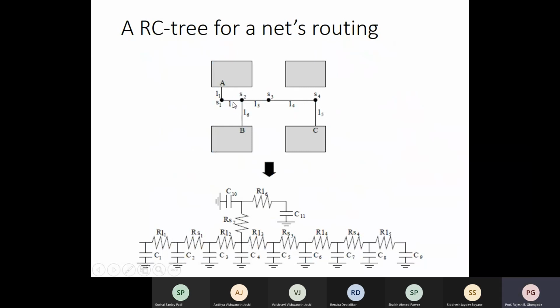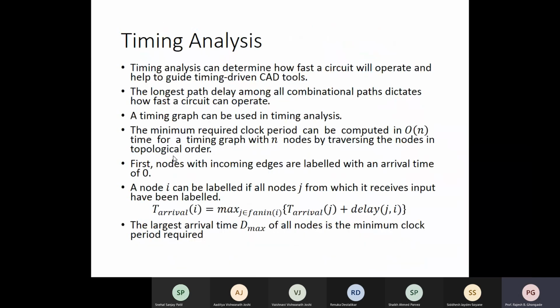So it starts here. This is modeled as this pi type, so many pi sections taken together. It starts from A, B, C, and so on and so forth. So A block to B block, again A block to C block. So you have a lot of such models available. Timing analysis can determine how fast a circuit will operate and help to guide the timing driven CAD tools.